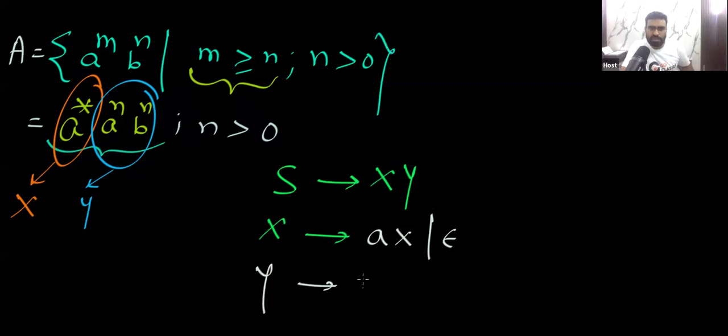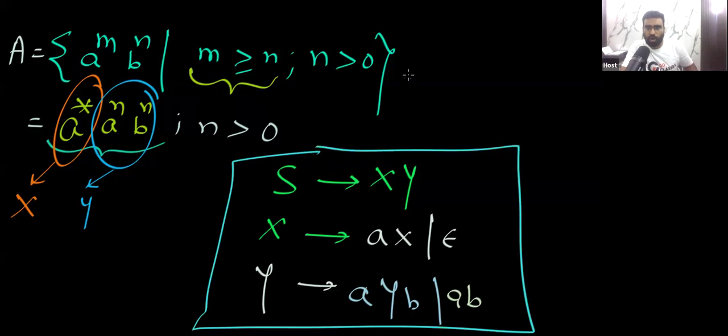So you can see the standard grammar will be a power n b power n. The standard grammar is for every a there should be a b. But n is greater than 0, so at least ab should be generated. You cannot generate the empty string. Yes or no? At least ab should be generated. So finally, this will be your grammar for this option A.